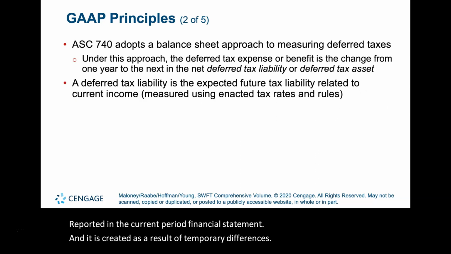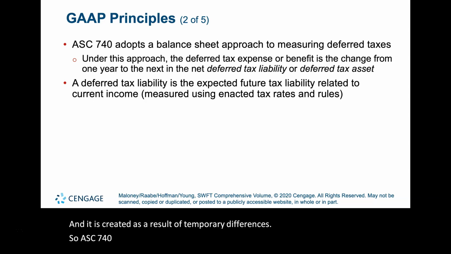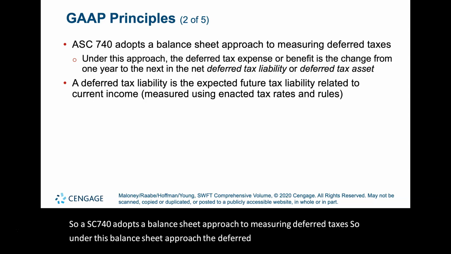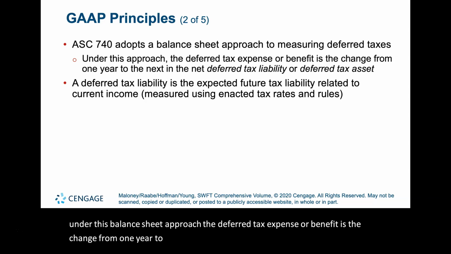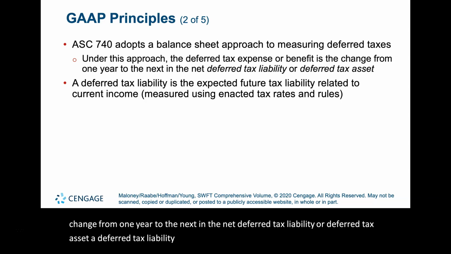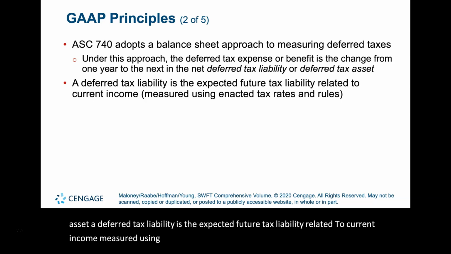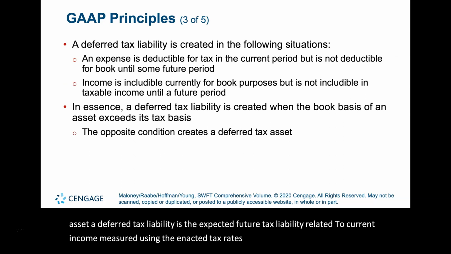So ASC 740 adopts a balance sheet approach to measuring deferred taxes. So under this balance sheet approach, the deferred tax expense or benefit is the change from one year to the next in the net deferred tax liability or deferred tax asset. A deferred tax liability is the expected future tax liability related to current income measured using the enacted tax rates and rules. A deferred tax liability is created in the following situations.